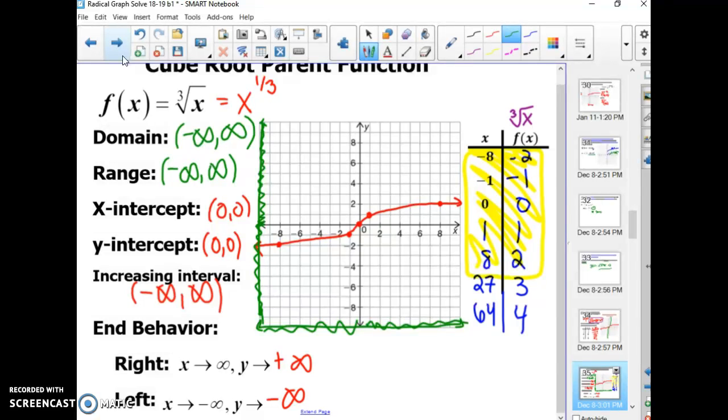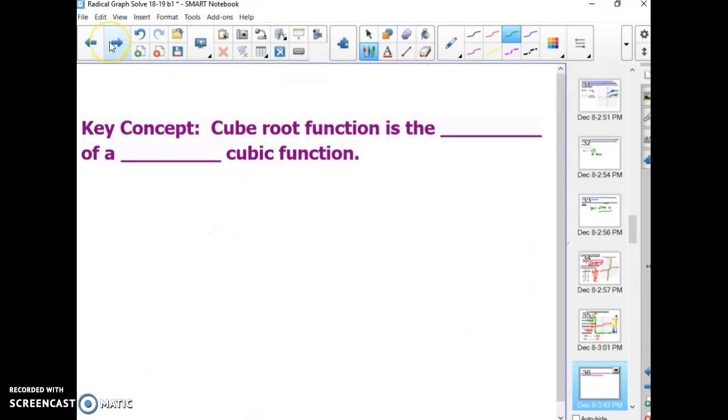Turn your page over, or wherever you're at. I think you guys need to go to a new page. We're going to do this, and nope, you're all on one page still.